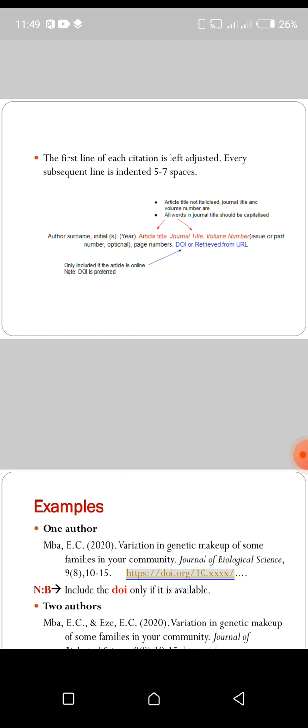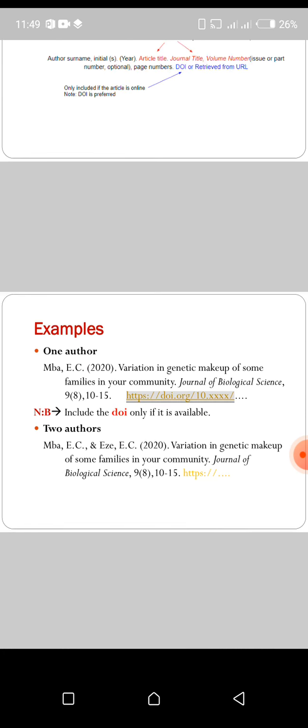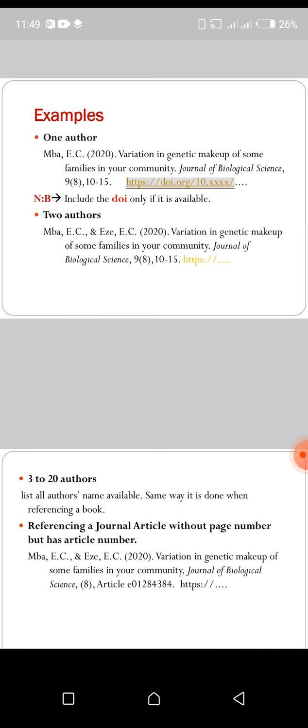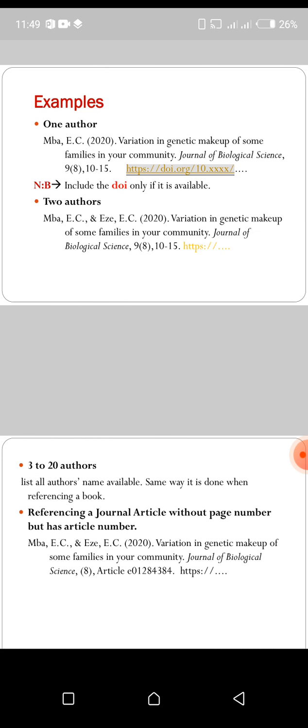You can see the space between the first line and the second line. That must be maintained. The first line of each citation is left adjusted. Every subsequent line is indented 5 to 7 spaces. That is the way of typing the reference. So let's look at the following examples.